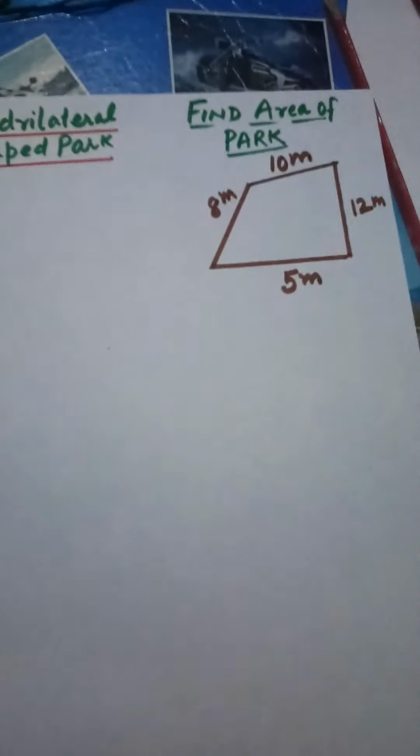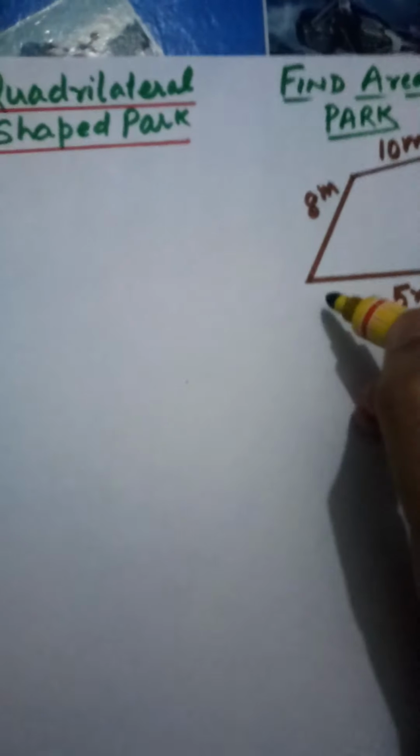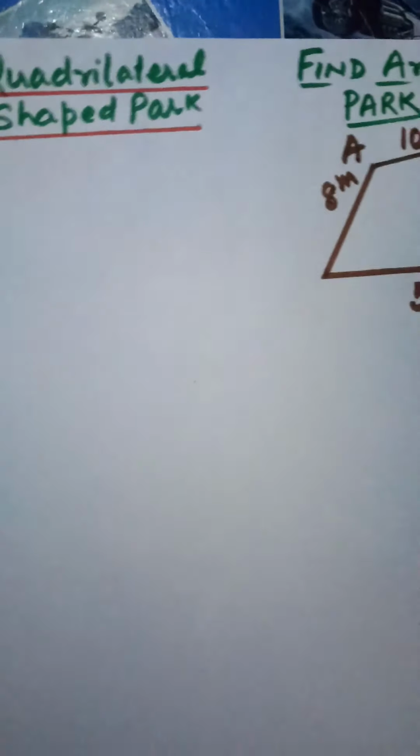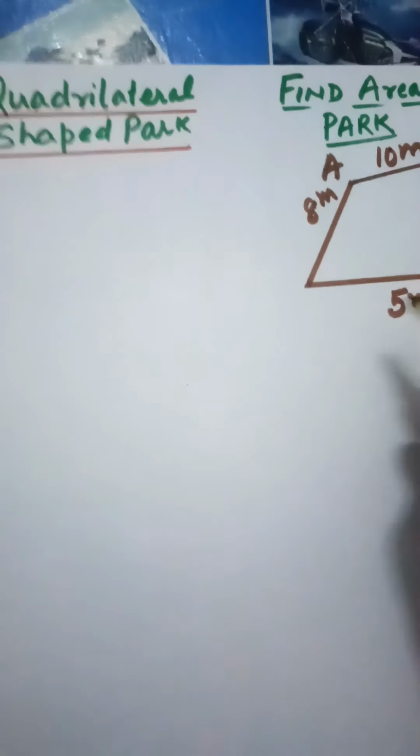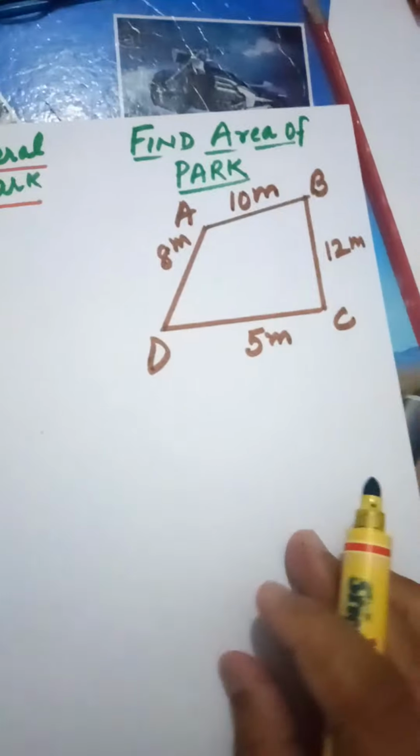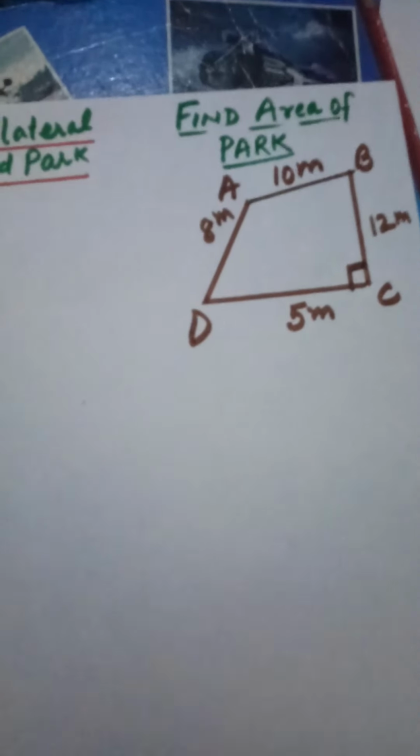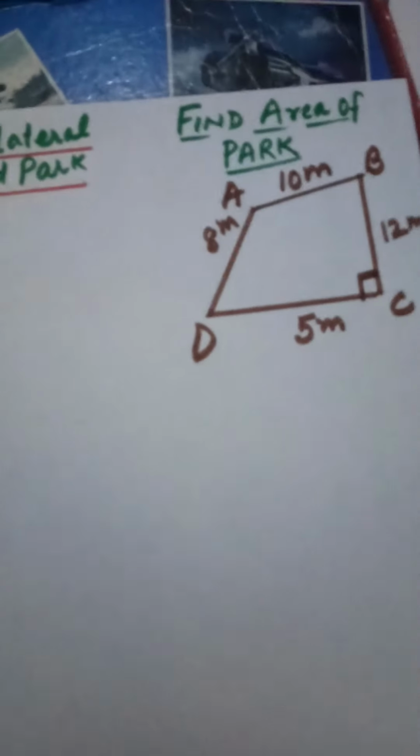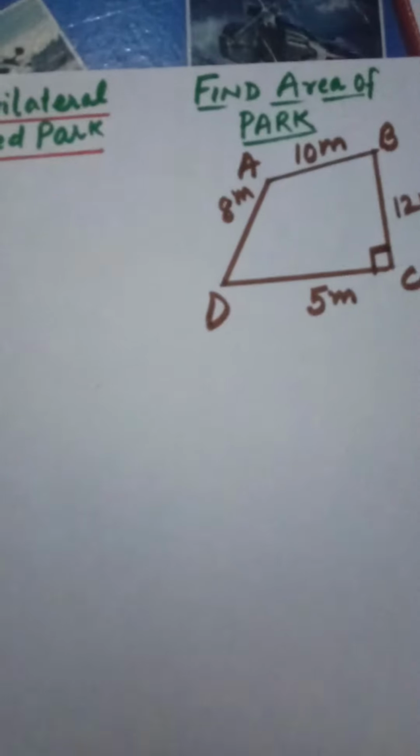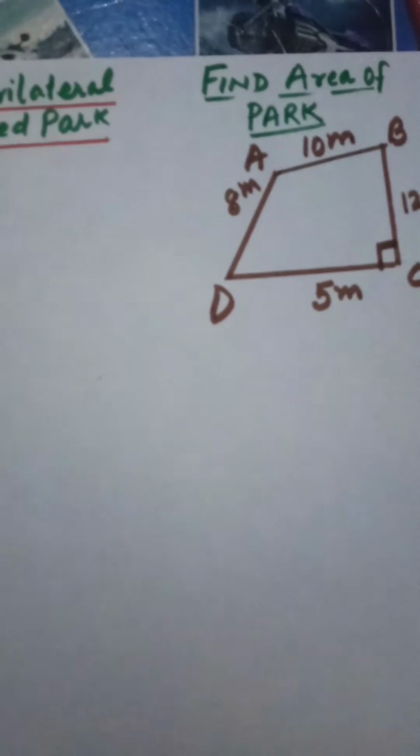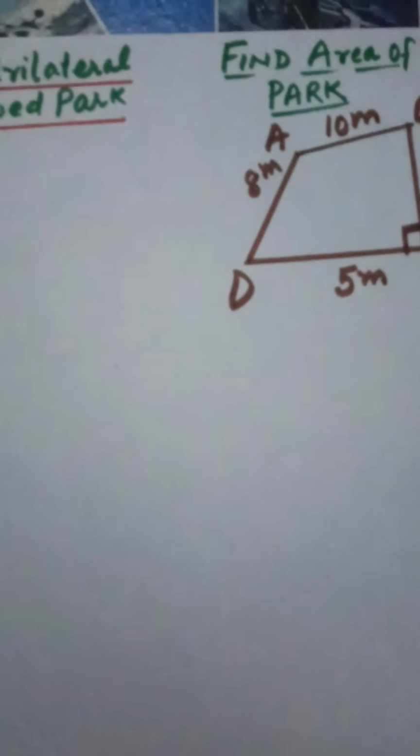That can be found very easily. See children, you are given in this figure that suppose the dimensions are A, B, C and D. These are the points for that park, and if you are given suppose a 90-degree angle here, now how can you find the area of the park? See children, the use of Heron's formula is not only limited to the triangle. You can easily find the area of the quadrilateral also with the help of that.